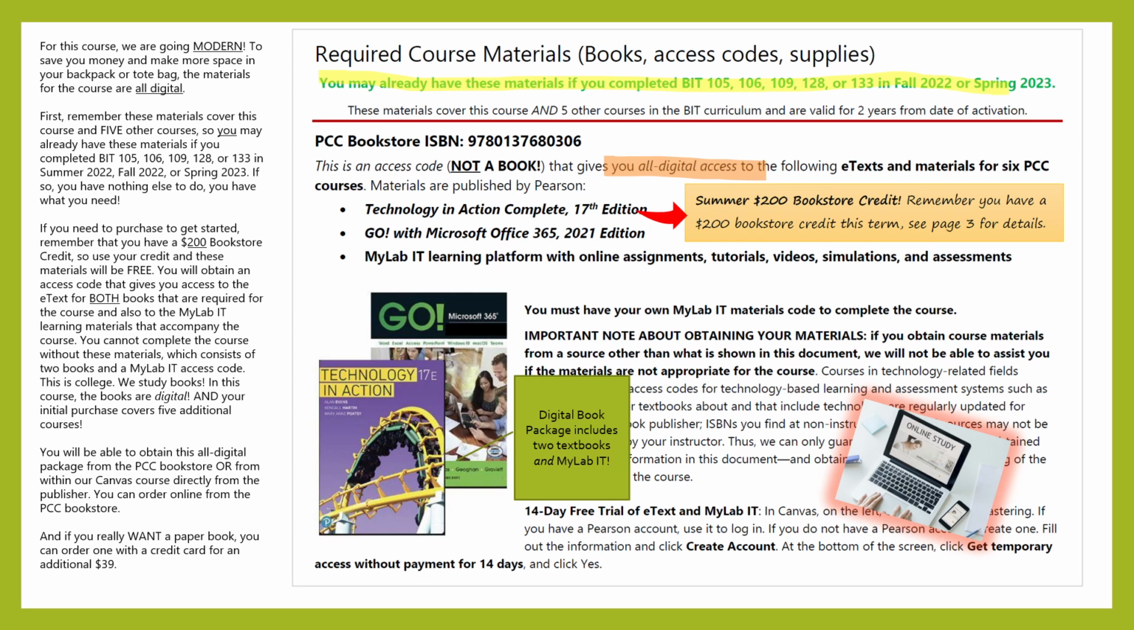This is college, we study books. In this course, the books are digital, and your initial purchase covers 5 additional courses. You will be able to obtain this all-digital package from the PCC bookstore or from within our Canvas course directly from the publisher. You can order online from the PCC bookstore. And if you really want a paper book, you can order one with a credit card for an additional $39.